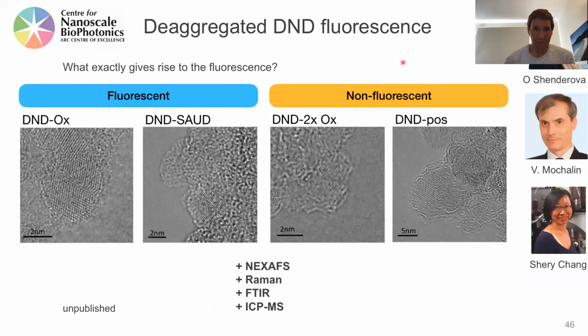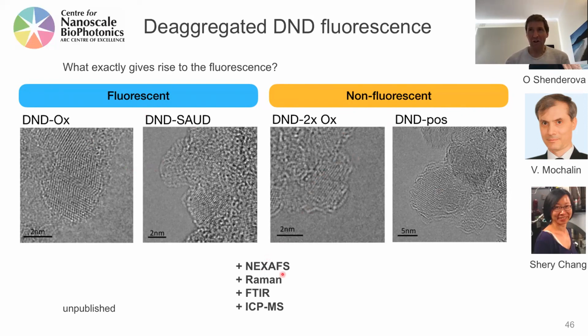What exactly gives rise to the fluorescence in these fully deaggregated particles? We're still trying to figure out. Again, an effort involving Sherry Chang, who is now back in Australia, Vadim and Olga, where we look at different types of these deaggregated particles, where here we have 2 types, and you can look at the TEM images that are fluorescent quite strongly, and other types that almost show no fluorescence at all.